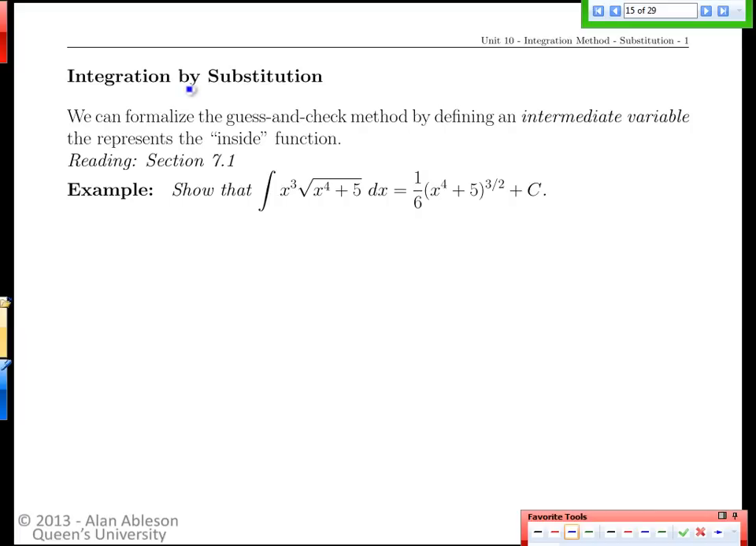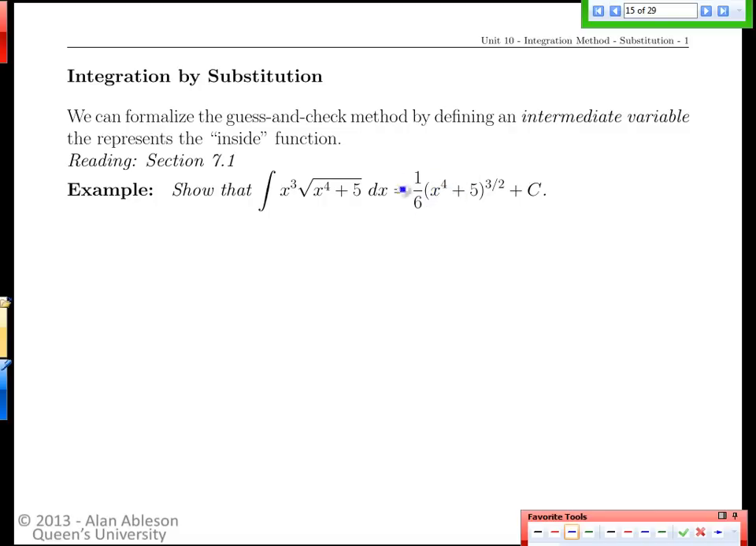We're now going to formalize some of that guess and check technology and give you a system to ensure that the answer you get is always arrived at systematically, if you want to do it that way. First off, we're going to start with this fairly complicated integral, x cubed square root of x to the 4 plus 5. And we claim it's this.